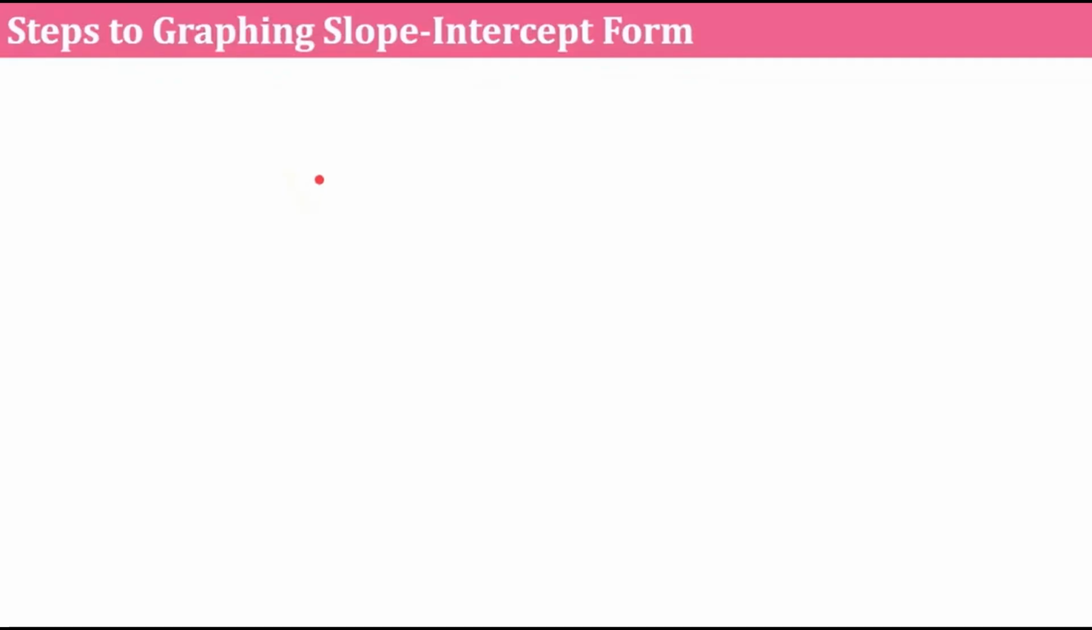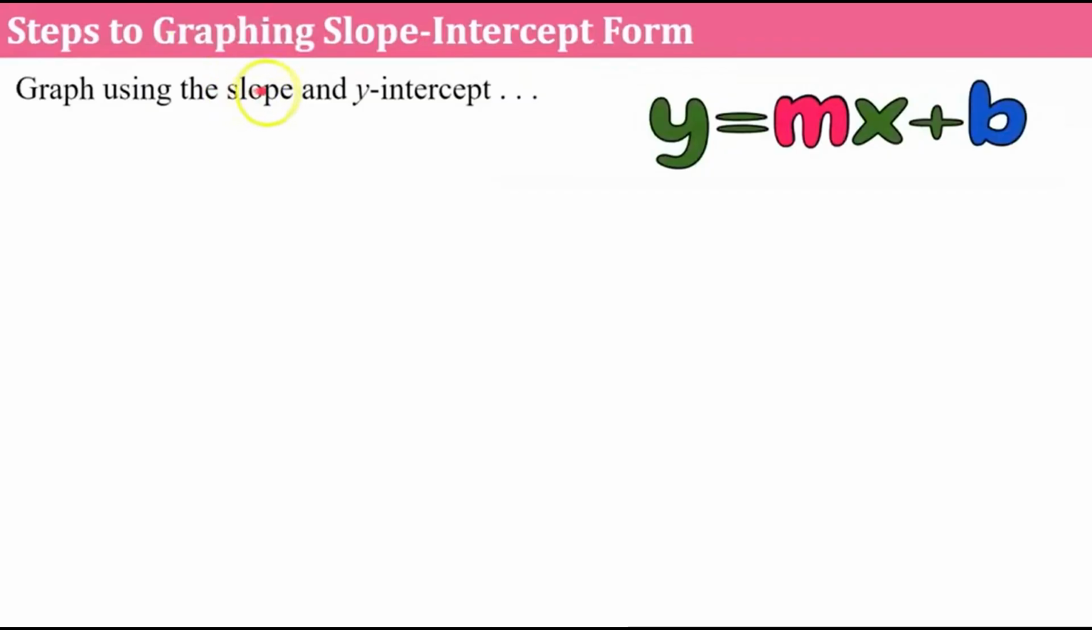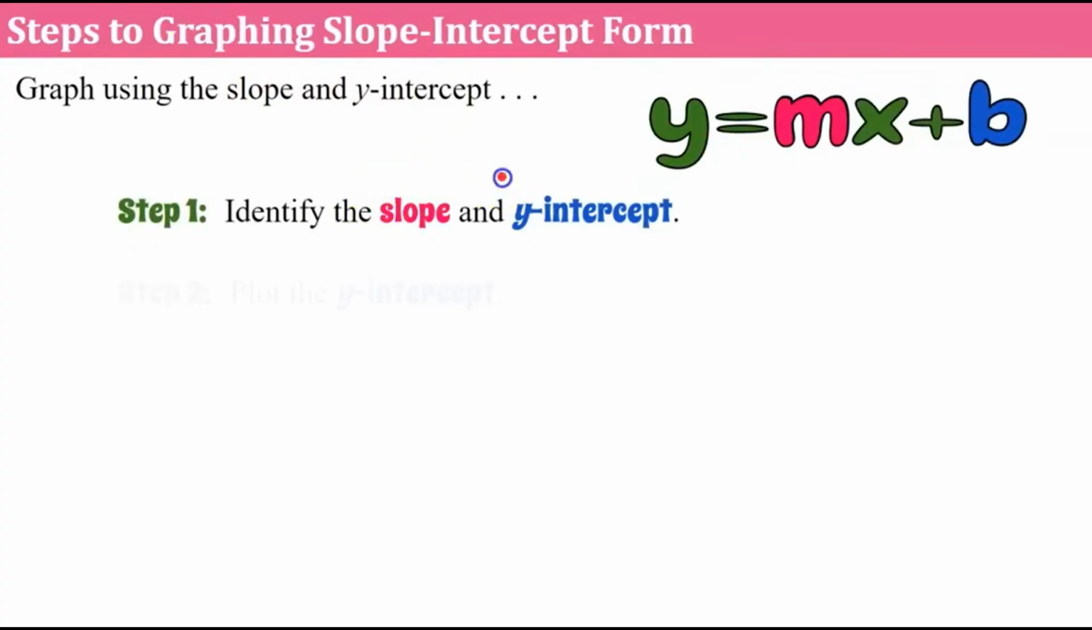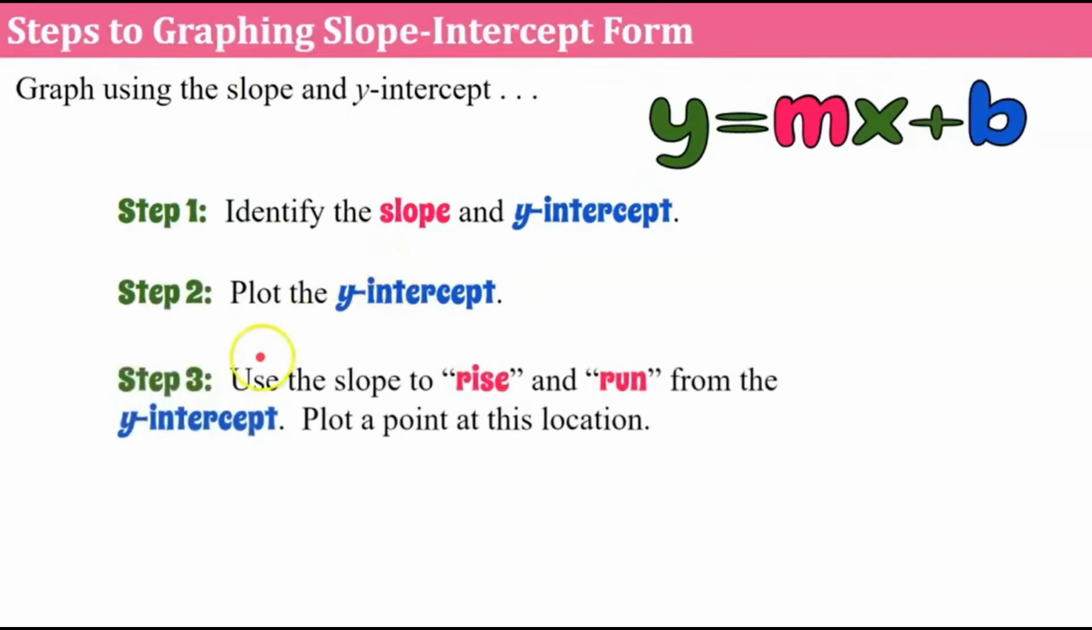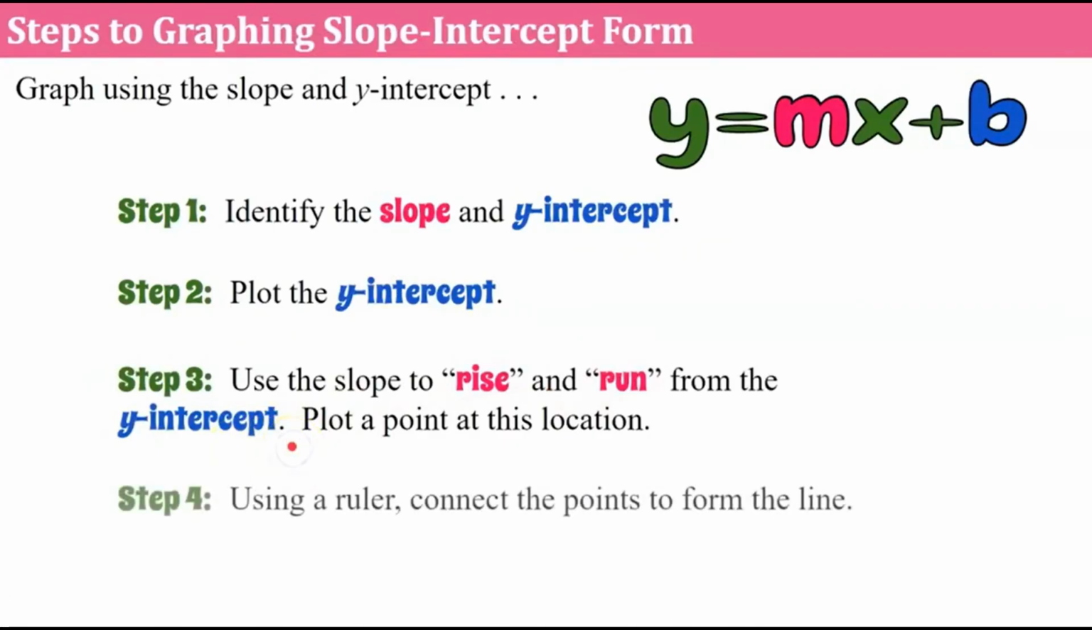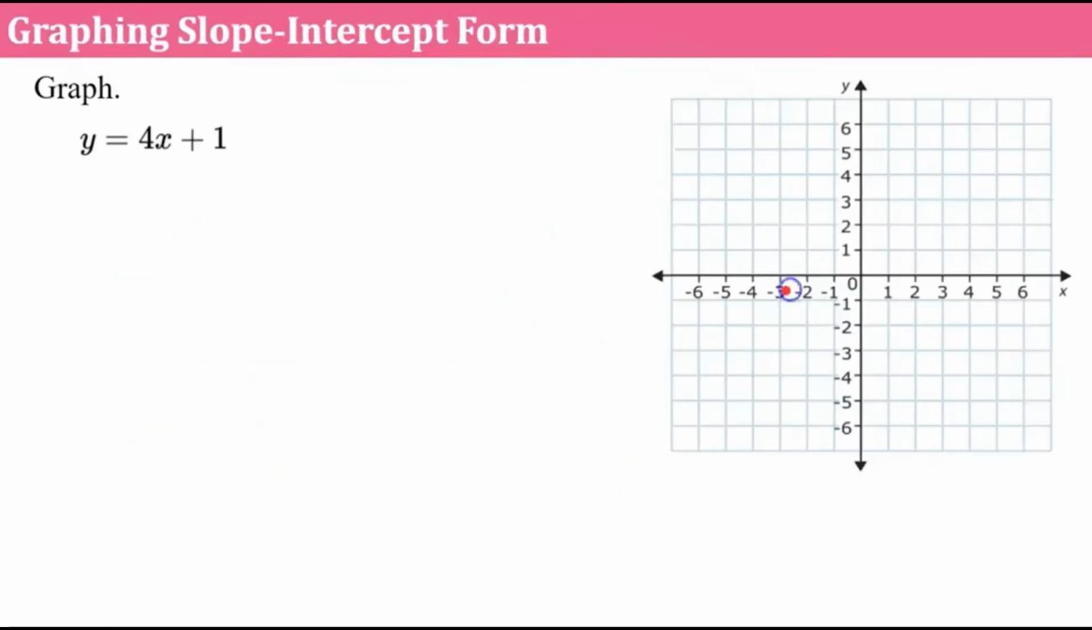Here are the simple steps to graphing an equation written in slope-intercept form. Step 1, graph using the slope and the y-intercept. So once we identify the slope and the y-intercept of the line, we go to step 2, plot the y-intercept. Step 3, we're going to use the slope to rise and run from the y-intercept and plot a point at this location. And then step 4, using a ruler, if you're on paper, you're going to connect the points to form the line. Let's put this into action.